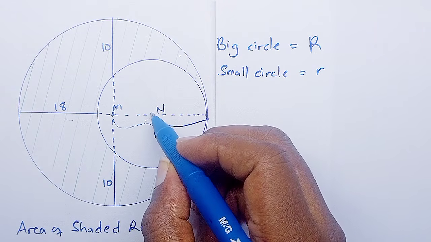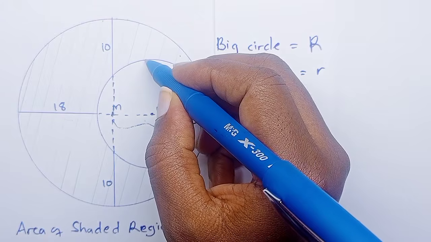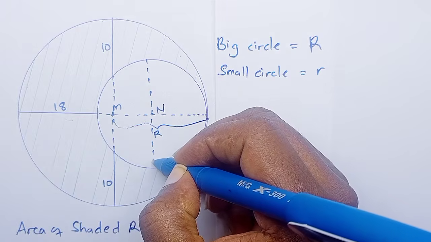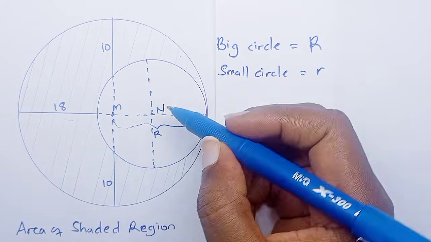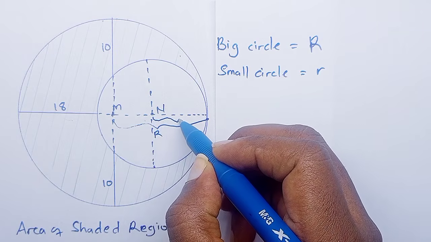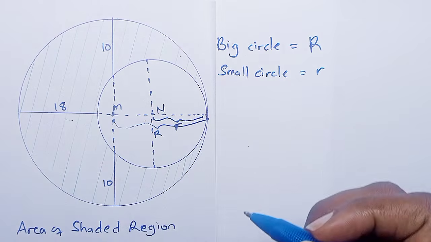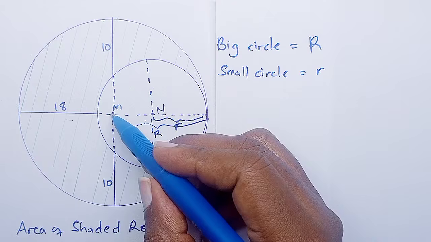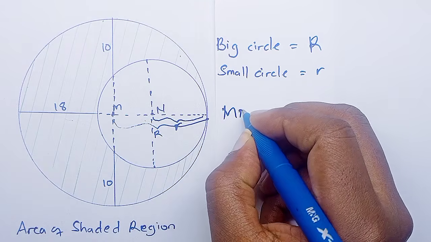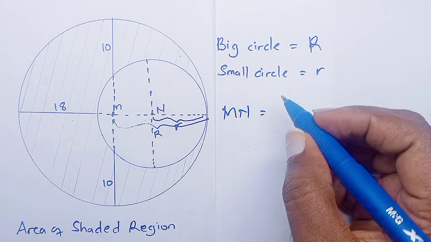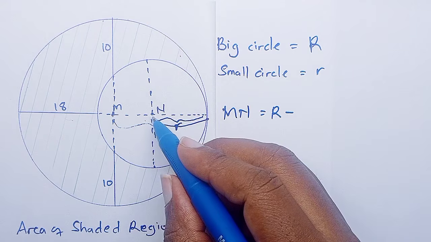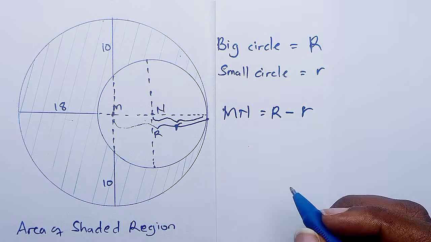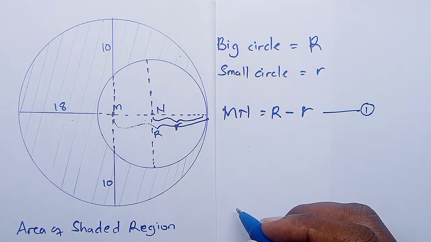Whereas from here, if we are to draw a straight vertical line through the center of the small circle, from here to here is small r. If from here to here is capital R and from here to here is small r, that implies that MN is equal to capital R minus small r. So let's call this equation 1.